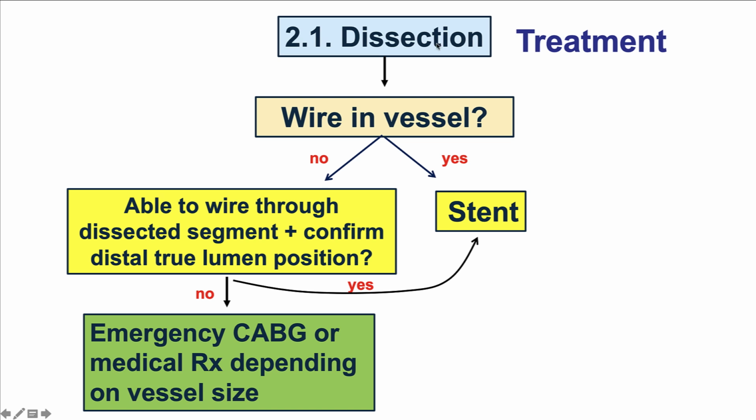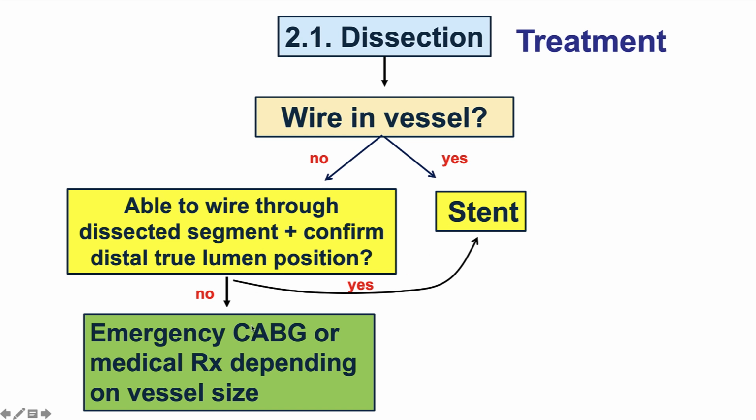How to treat dissection when it occurs? The key question is whether we have a guide wire in the vessel or not. If we do have a wire, that facilitates things significantly because then treatment, which is stenting, can be performed without losing time. But if we do not have a guide wire, then it is important to advance a guide wire into the distal true lumen and confirm that the wire is actually in the distal true lumen, most often using intravascular imaging. If this can be achieved, then stenting is performed.